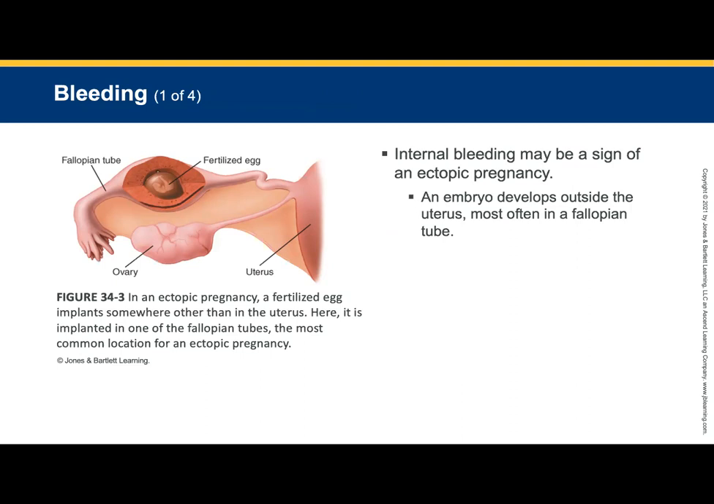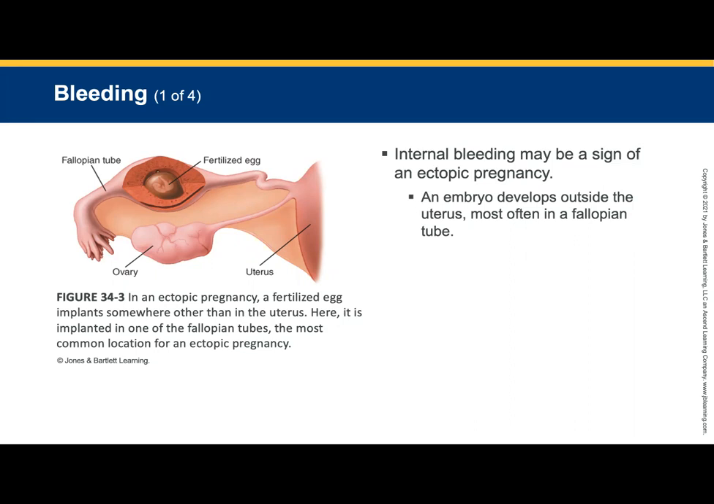Internal bleeding may be a sign of an ectopic pregnancy, when the embryo develops outside of the uterus, most often in the fallopian tube. They say that's pretty painful. Obviously, I don't know. I've been blessed not to have to deal with that in my personal life, but they say those are painful. Sudden onset of severe abdominal pain and vaginal bleeding in the first trimester of pregnancy should be considered an ectopic pregnancy until proven otherwise.